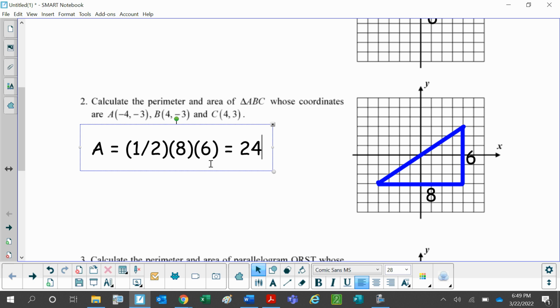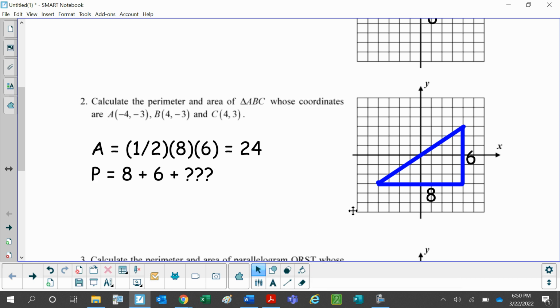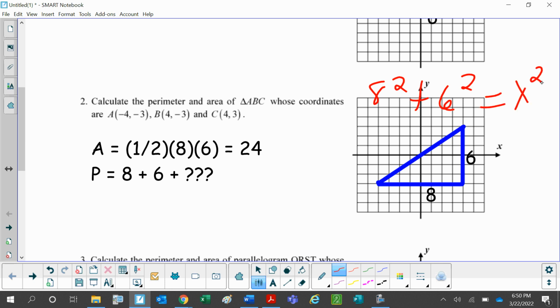Now the perimeter, we're almost done. Perimeter is equal to all the sides added up. So we have one side plus 2 sides, 8 plus 6, but I don't know what that third side is. We're going to use the Pythagorean theorem to figure that out. So I am looking at doing 8 squared plus 6 squared equals, we don't know, squared. 8 squared plus 6 squared is 100. And 100 is equal to x squared. So when we take the square root of both sides, that means this side right here is 10 units long.